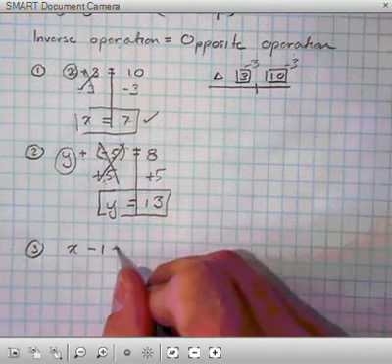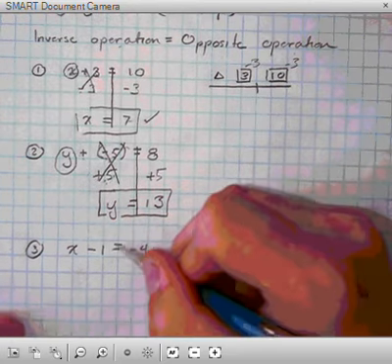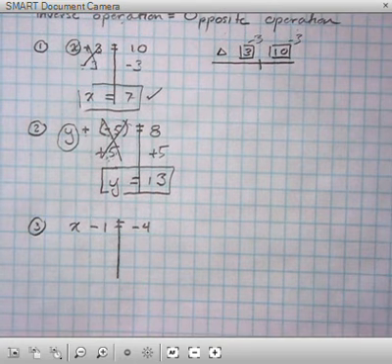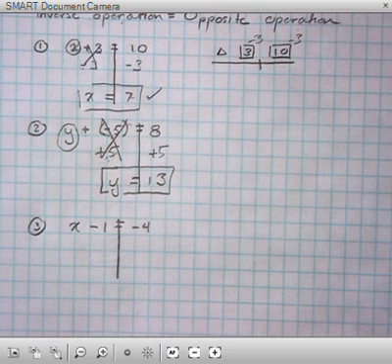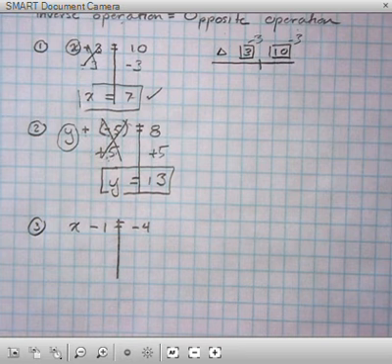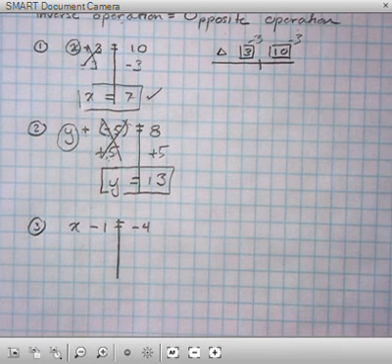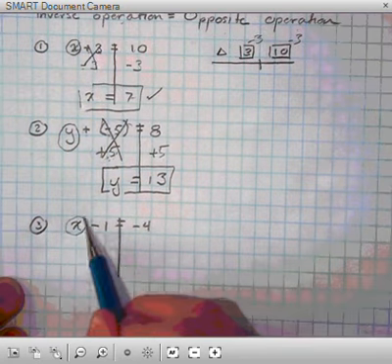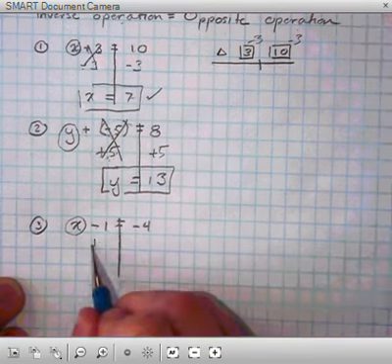Try this one on your own. x minus 1 equals negative 4. Now don't give me the answer. What's the first step? Kevin? Sure, I want to get x by itself, so I have to get rid of that minus 1. The opposite of a minus 1 is a plus 1.